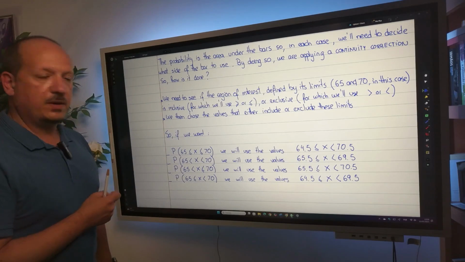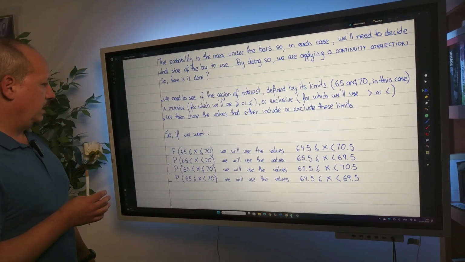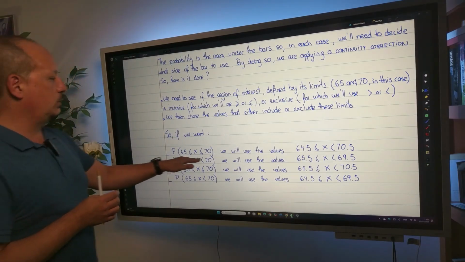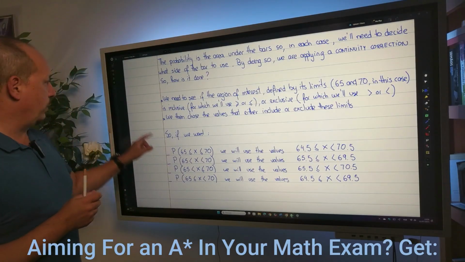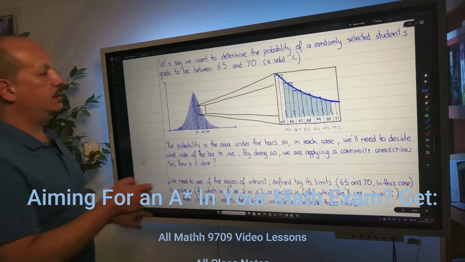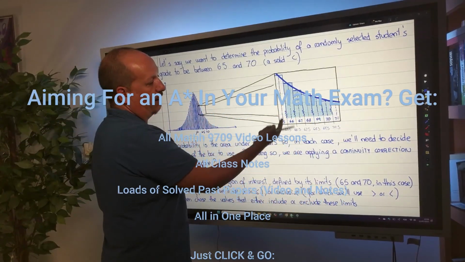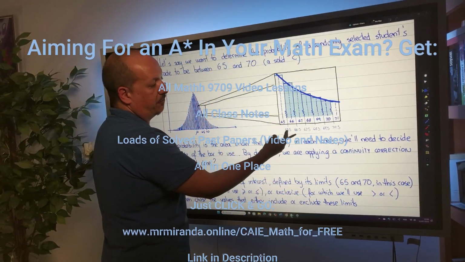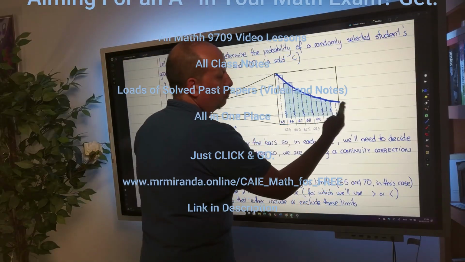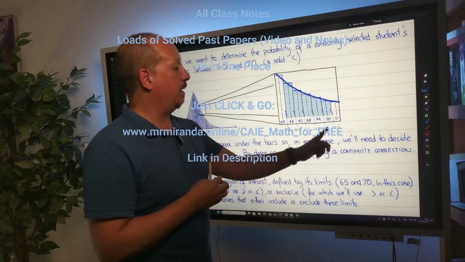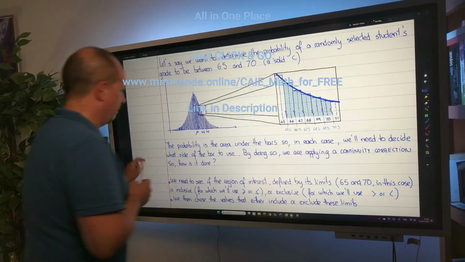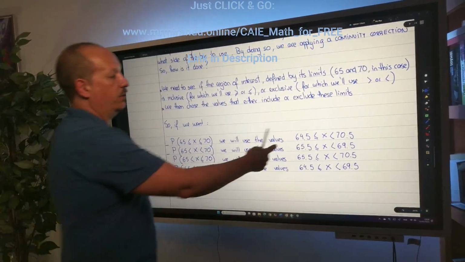I'm going to use another example. Let's say now that you want to exclude both. If I want to exclude both, then I just need to go to the right-hand side of the 65 bar, which is the 65.5, and I need to go to the left-hand side of the 70 bar, which is the 69.5. So that's what you have over here.